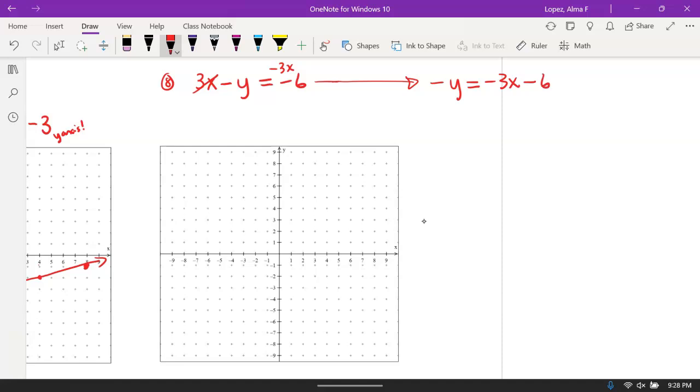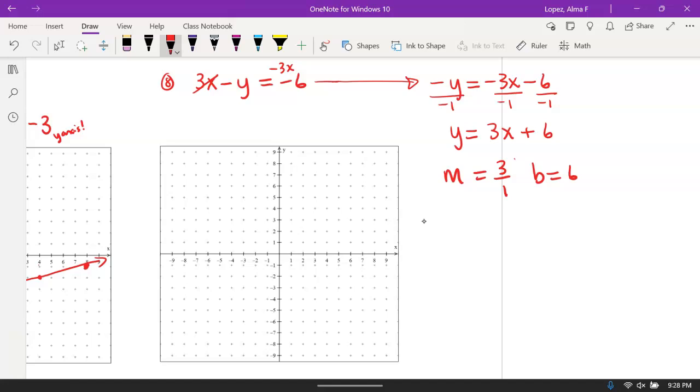Now, why do I put the -3x first? Because I want it in that form, y equals mx plus b. Now, this is not y. It's -y, so I'm going to divide every piece by -1 so that I get y equals 3x plus 6. Okay, now we're ready. The slope that we're going to use is 3/1. The y-intercept we're going to use is 6.